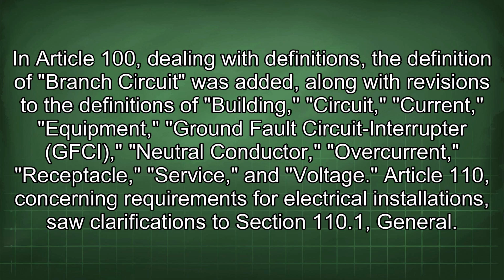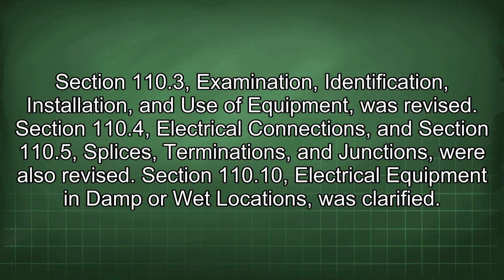Article 110, concerning requirements for electrical installations, saw clarifications to Section 110.1, General. Section 110.3, Examination, Identification, Installation, and Use of Equipment, was revised. Section 110.4, Electrical Connections, and Section 110.5, Splices, Terminations, and Junctions, were also revised. Section 110.10, Electrical Equipment in damp or wet locations, was clarified.